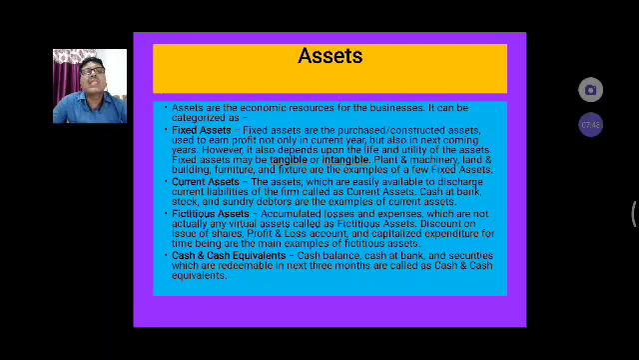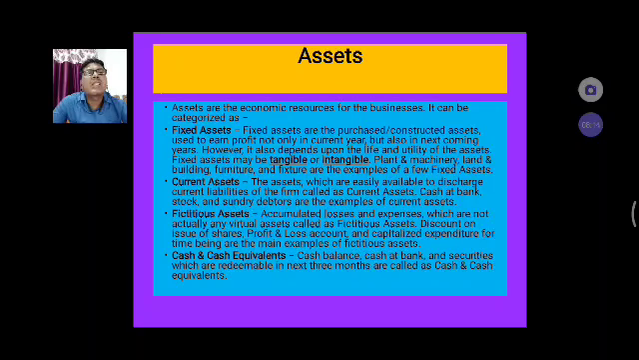Then fictitious asset. Accumulated losses and expenses which are not actually any real assets are called fictitious assets. Discount on issue of shares is also fictitious. Profit and loss account and capitalized expenditure for the time being are the main examples of fictitious assets.